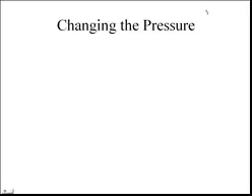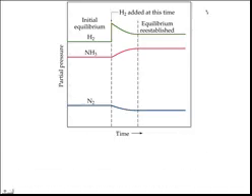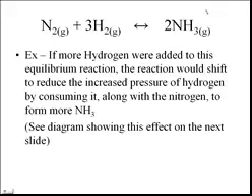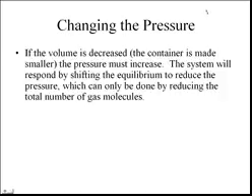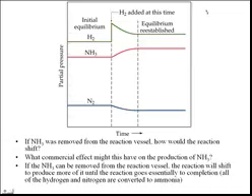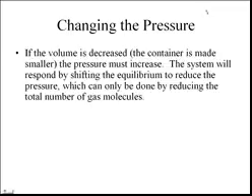Now, the pressure. Say we have a gas reaction such as this same one here. When you change the pressure, there's different ways you can change the pressure. One way you can change the pressure is you can put more of the reactants or the products in there, or you can take some out. If you add more reactants or products, it's going to increase the pressure. Well, we already talked about back here what happens when you do that.